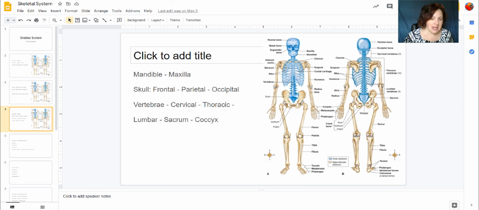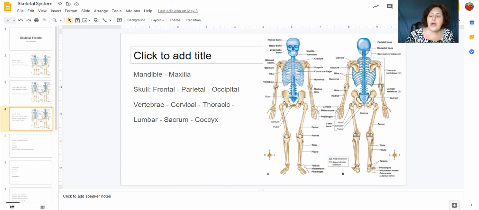Okay. And then the skull itself. The mandible and the maxilla is your jaw. The mandible is the bottom jaw because the mandible manually moves. That's literally how I remember it. The maxilla is the top that does not move when you take a bite. Your skull has the frontal bone, the parietal bone, and the occipital bone.